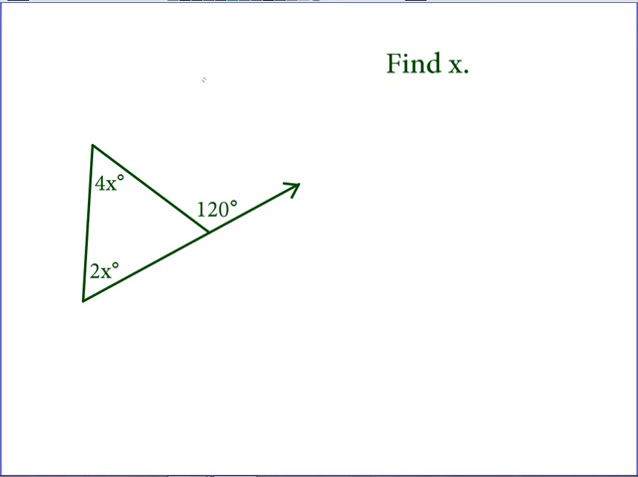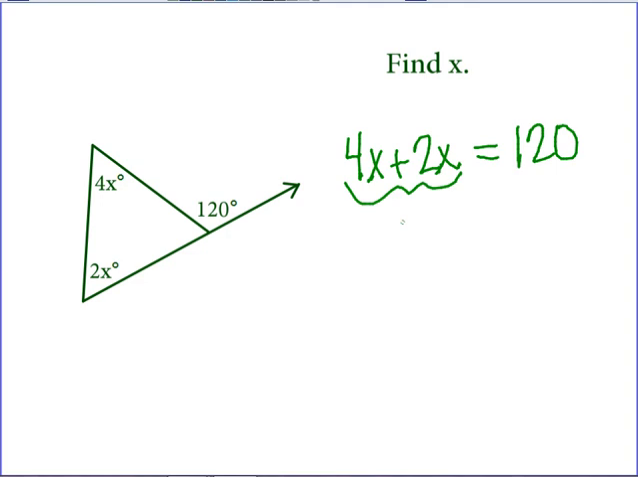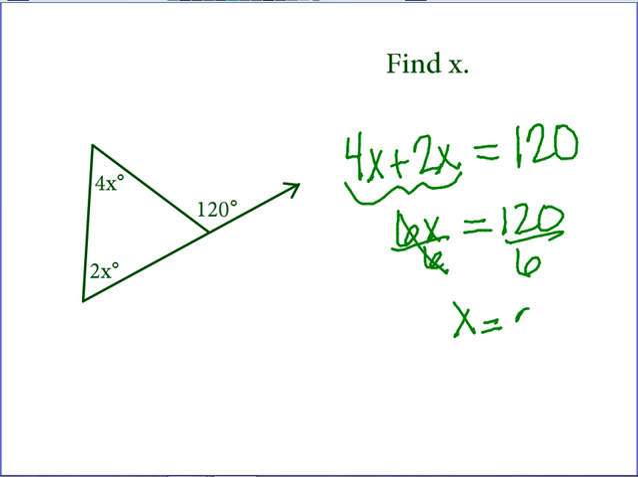Okay, now we have an exterior angle with the non-adjacent interior angles. So I'm going to add my interior angles together, and they're going to equal my exterior angle. Combining like terms, I get 6x is equal to 120. Divide by 6, I get x is equal to 20. Since x is not a whole angle measure, I don't need to put a degree sign.